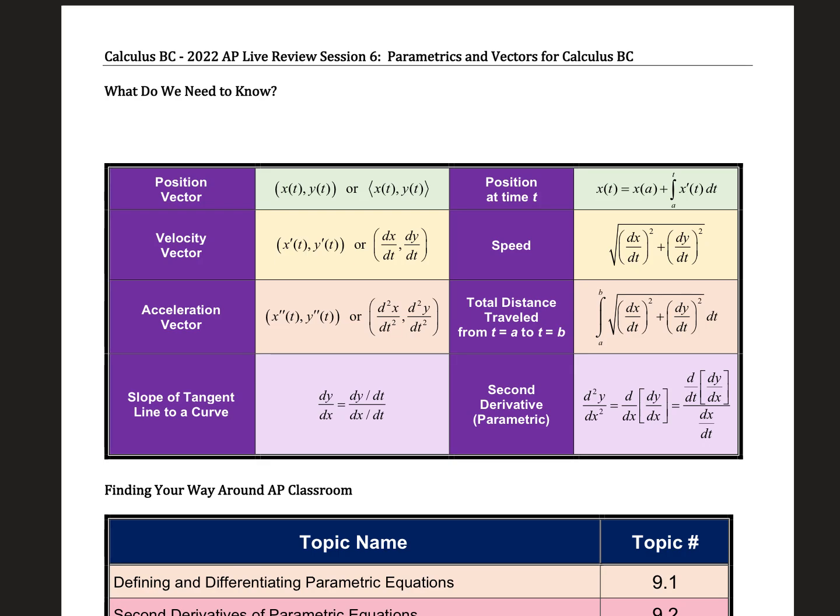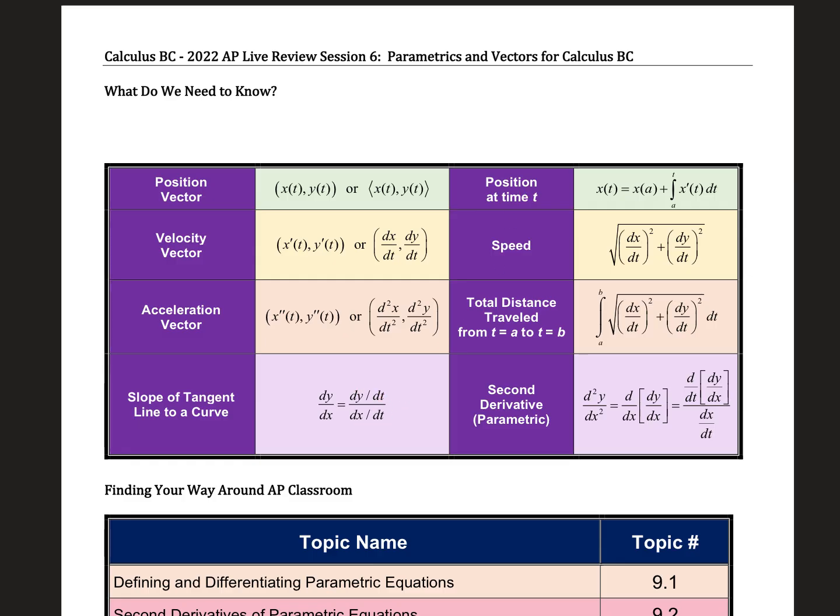All right, this is the parametric review for the AP test. So position vector is given as either open parentheses or angled parentheses. The velocity vector, you take the derivative in the x direction and the y direction. Acceleration is the second derivative in the x direction and the y direction. Slope of the tangent line again is dy/dt over dx/dt.